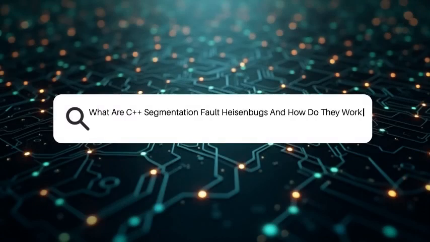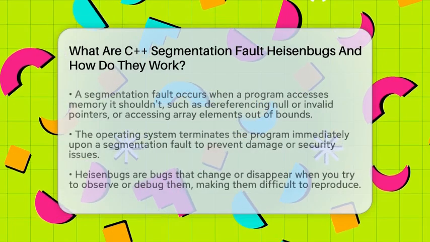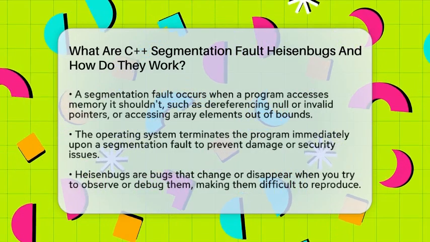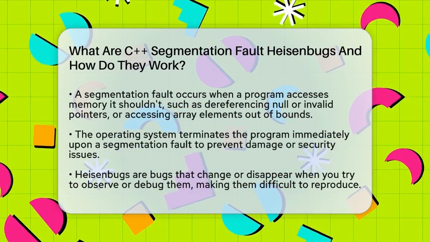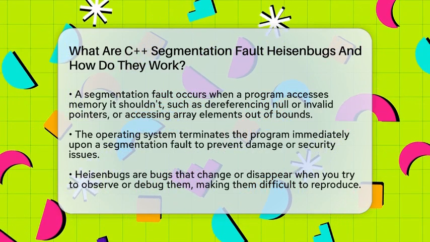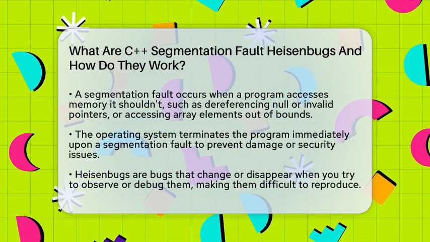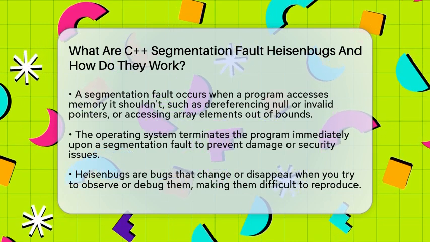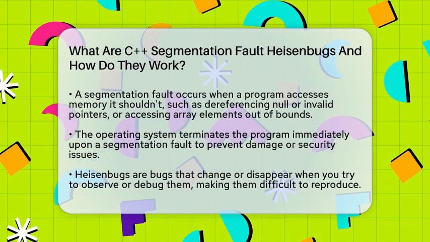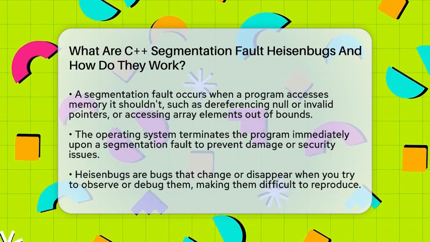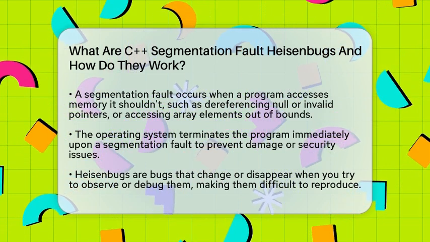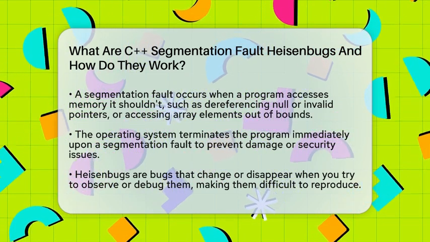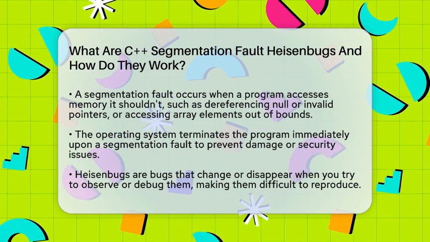What are C++ segmentation fault Heisenbugs, and how do they work? Imagine working on a C++ program that crashes unexpectedly, but when you try to debug it, the crash seems to vanish. That mysterious behavior is what we call a Heisenbug. Today, we're going to explore how these bugs, especially those involving segmentation faults, can be so tricky to pin down.